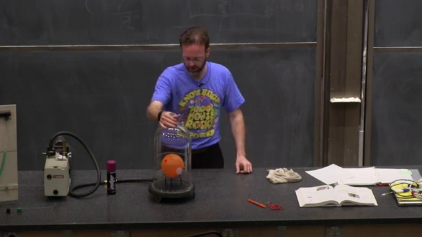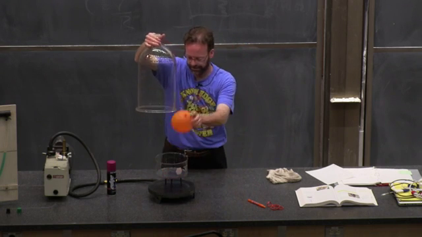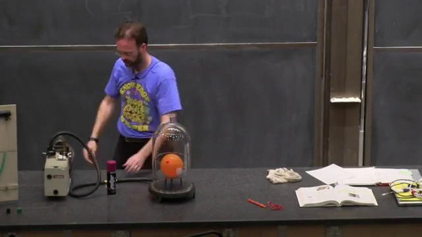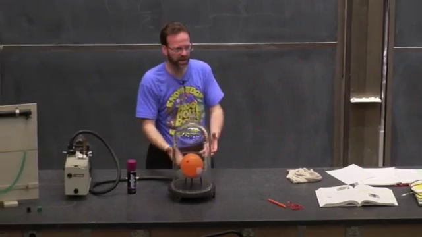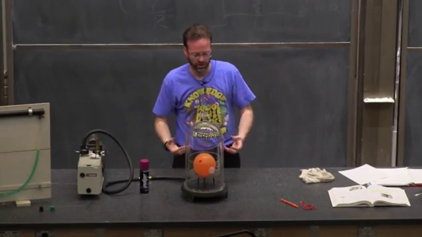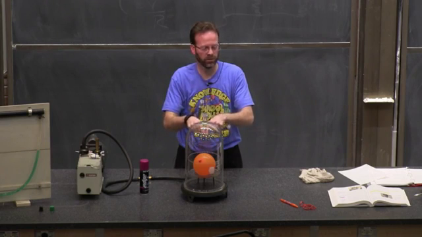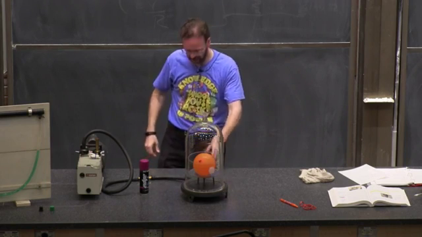Let's do that with a balloon. This is in a bell jar full of my hot air. Here's a vacuum pump. So I'm going to be pulling the air out from around the balloon. There's still air inside the balloon, but I'm going to pull air out from outside the balloon.